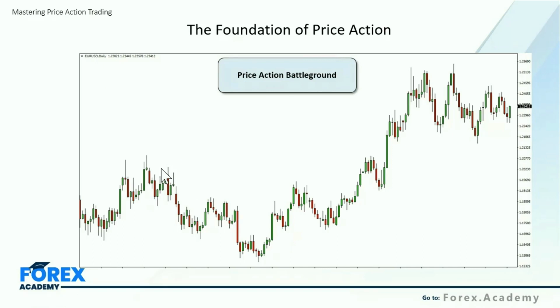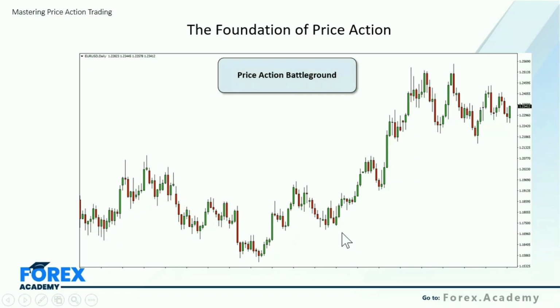So we're constantly experiencing a battleground. And a battleground is just where buyers and sellers come to do battle. Buyers are looking to push prices higher, and of course, sellers are looking to push prices lower. And whoever wins out will see a chart move in that general direction.